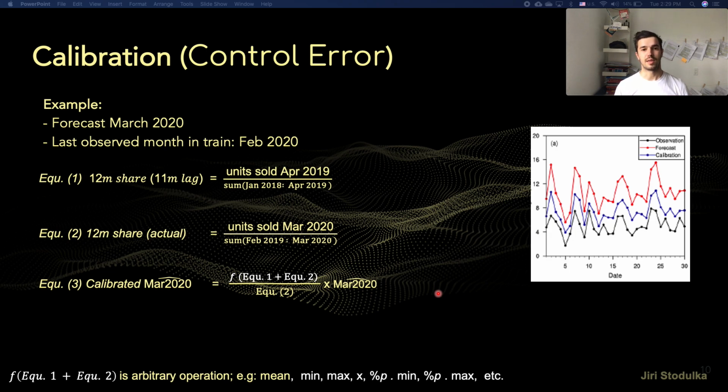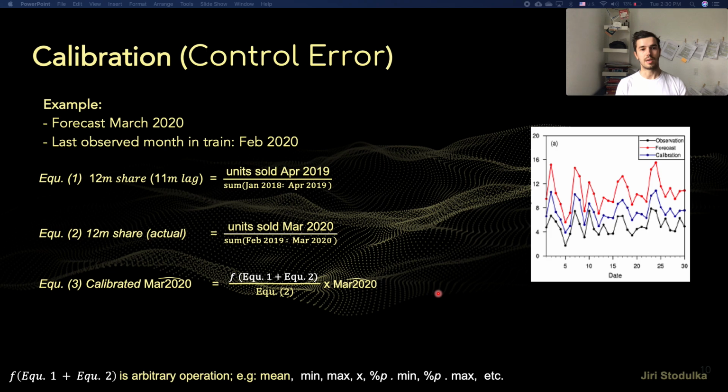With this kind of forecasting, you overshoot and undershoot a lot, and you somehow need to control for it. So imagine that I am forecasting for March 2020, which means that the last observed month in training was February 2020. And let's imagine that the forecast was too high in the testing set. So what I was actually doing, I was calibrating. I created a ratio of these equation 1 and 2 and multiplied the forecasted estimated value for March 2020 by this equation.